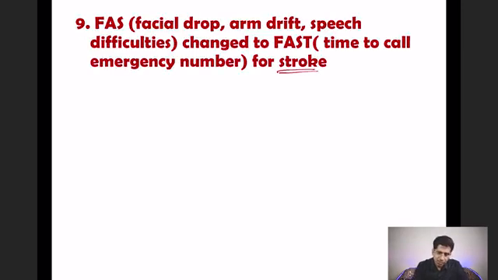So let's get back to BLS and ACLS again. Coming on to the next one. In cases of stroke patient, we used to have this FAST. That is, if any patient has a facial drop, arm drift, speech difficulty, then obviously this patient has more suspicion of having a stroke.